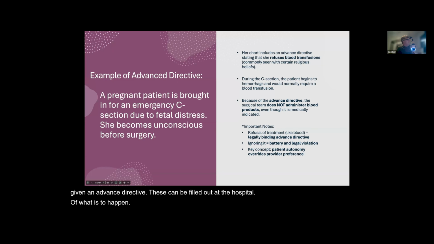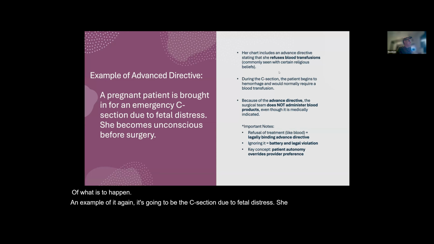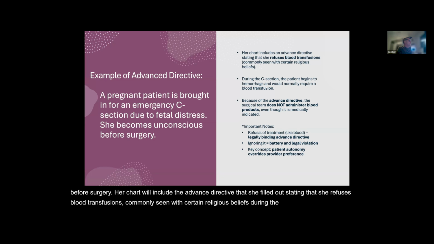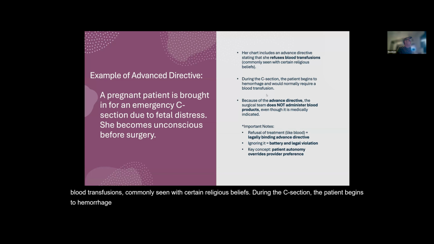An example of it, again, is going to be the C-section. Due to fetal distress, she becomes unconscious before surgery. Her chart will include the advance directive that she filled out, stating that she refuses blood transfusions, commonly seen with certain religious beliefs. During the C-section, the patient begins to hemorrhage and would normally require a blood transfusion. Because of the advance directive, the surgical team does not administer blood products, even though it is medically indicated.